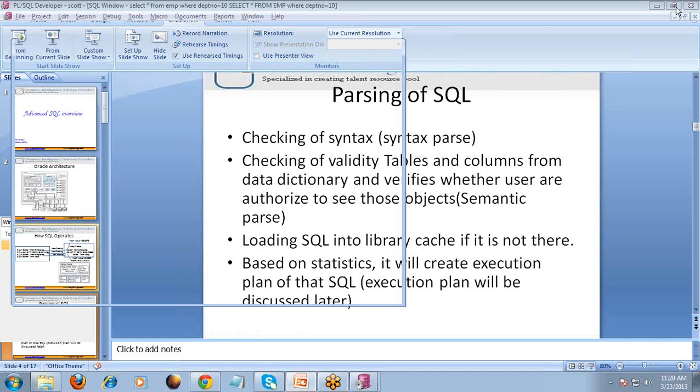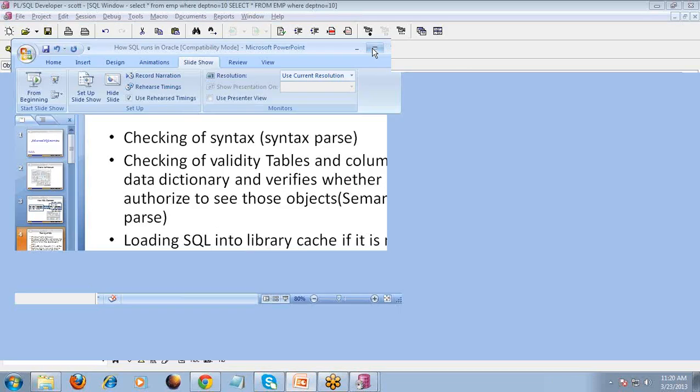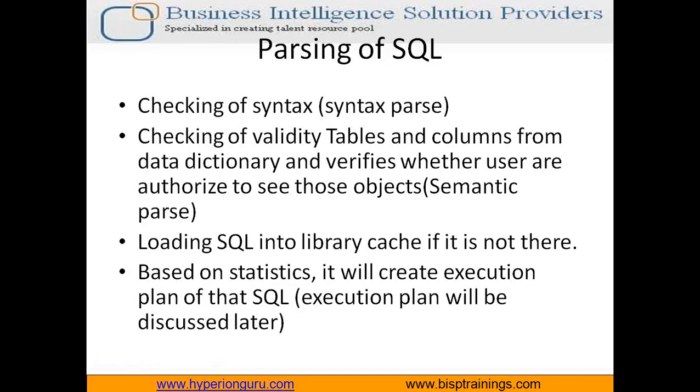Next is checking the validity of the tables and columns from the data dictionary, and verifying whether users are authorized to see those objects. We call it semantic parse. What is semantic parse? If I am a user, the Scott user, I logged in with Tiger as the password, and I am trying to query a table not owned by Scott, like some table called payroll from the HR schema.